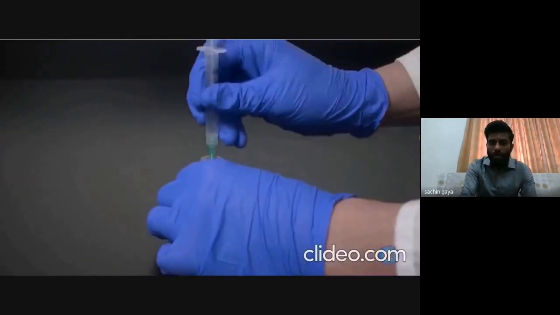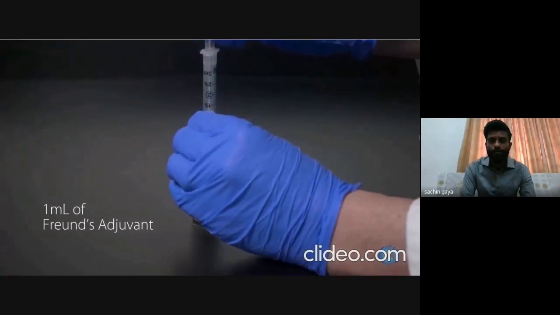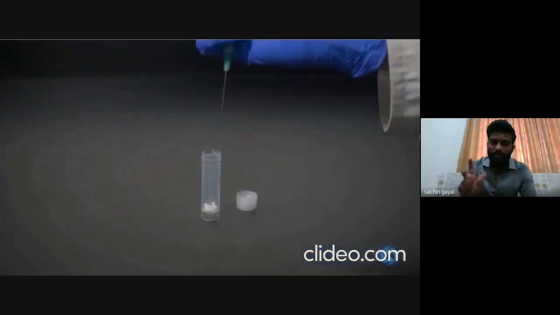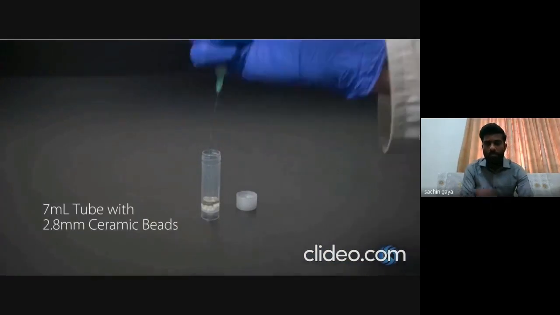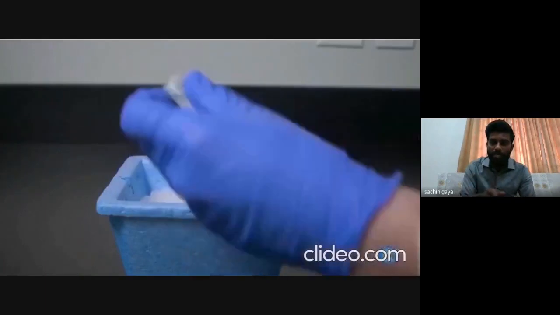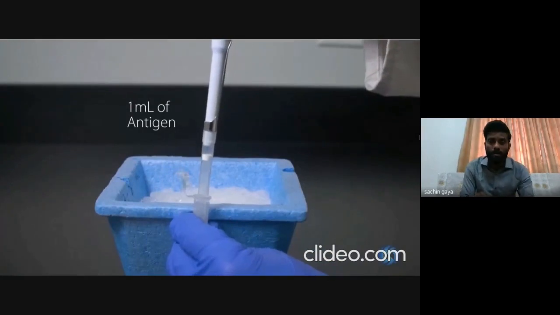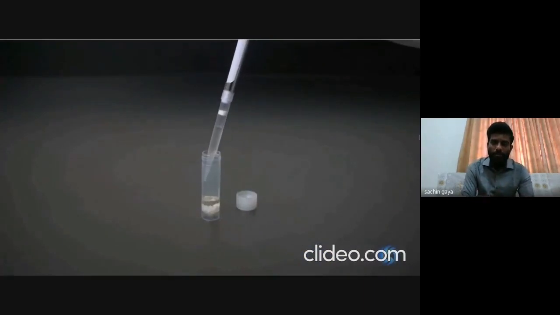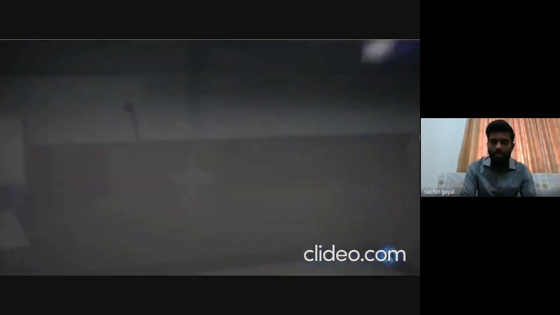We can see in this video, 1 ml of Freund's adjuvant is taken. Then it is added to a 7 ml tube which contains ceramic beads. After that, 1 ml of antigen is added to that preparation. As per the protocol given for Freund's adjuvant, 1 ml of adjuvant is used for 1 ml of antigen, meaning equal amounts of both are mixed. Then it is mixed with a machine.